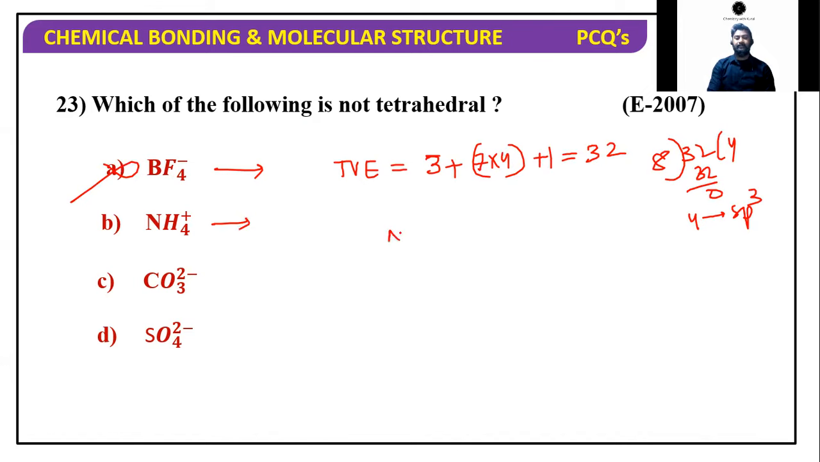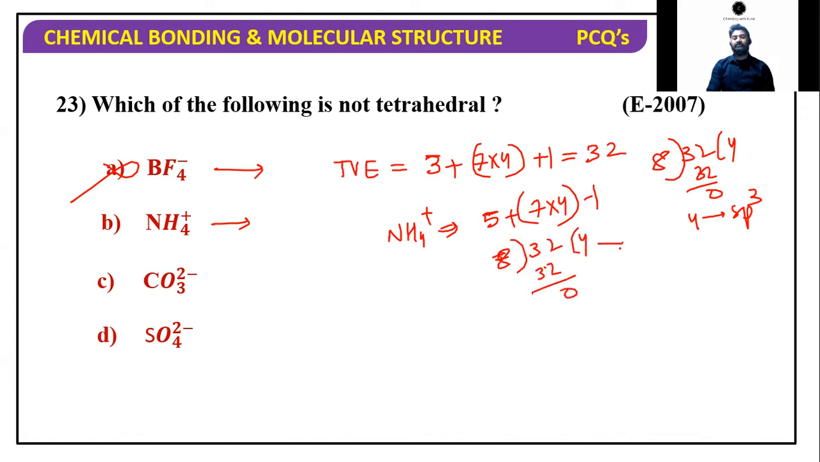How about ammonium? Again you can do the same shortcut. 5 plus 7 into 4 minus 1, which is 32 again, divided by 8. 4, 0. So it will be sp3 again. So it's just tetrahedral once again. 4 means tetrahedral. Even this is not the answer.